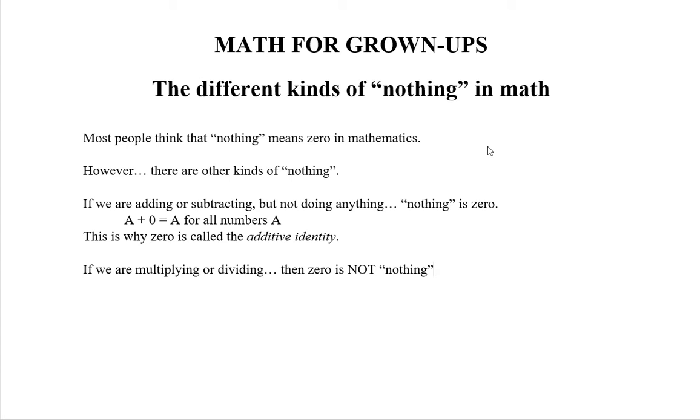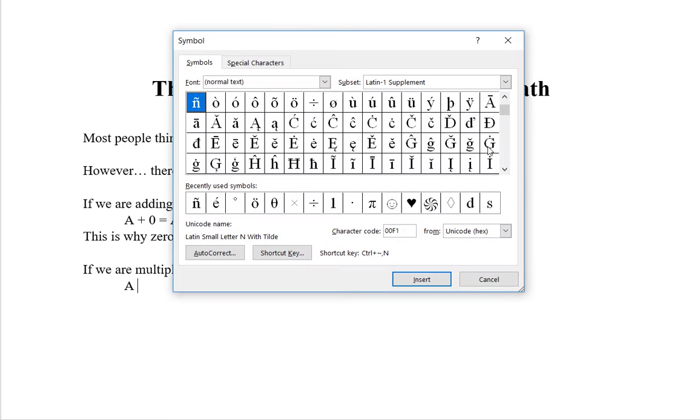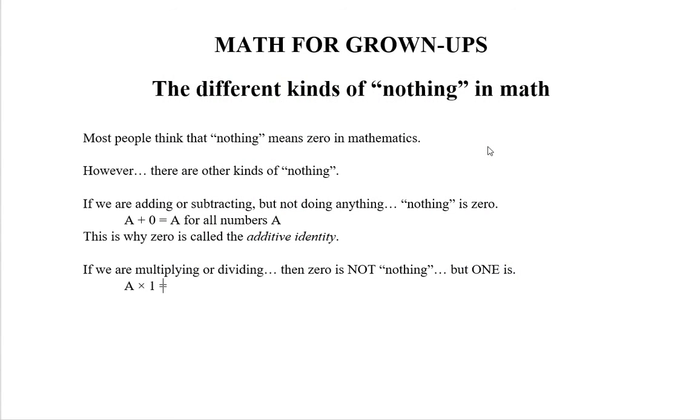If someone borrows $100 from you and then doesn't pay you back, you'd like to think that 100 and 0 are different numbers. So anyway, if we're multiplying or dividing, 0 is not the nothing, but 1 is. And we would write in algebra a times 1 equals a for all numbers a. 1 is called the multiplicative identity.